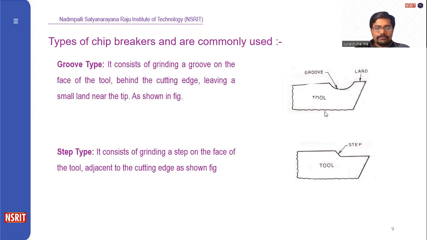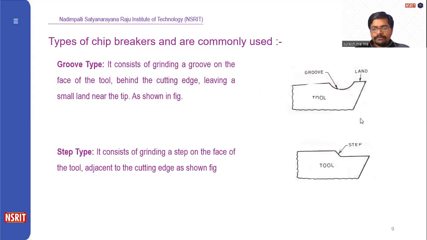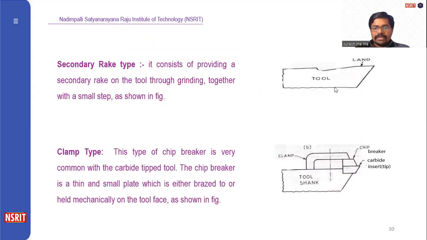Here it is a groove type. Here we can provide a shape type, just like a step. In the earlier figure, we can observe a V groove type here also. And here we are providing additional rake angle in order to cut the excess chips. Here also, it is a tool. Above the tool, we are providing a chip breaker as a small piece, which is clamped by using an additional clamper.